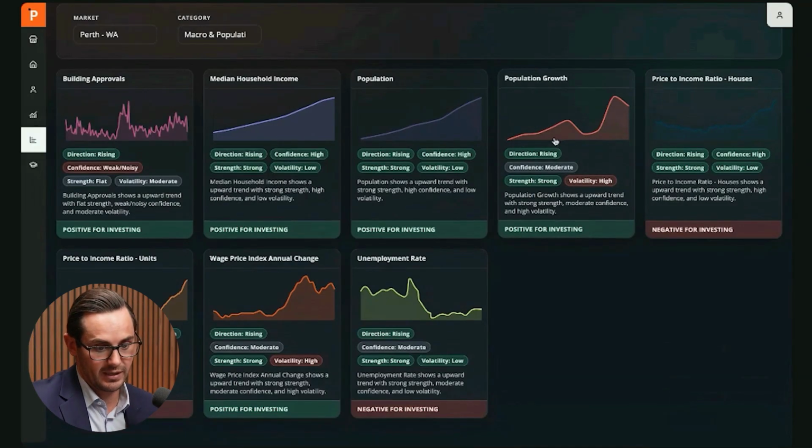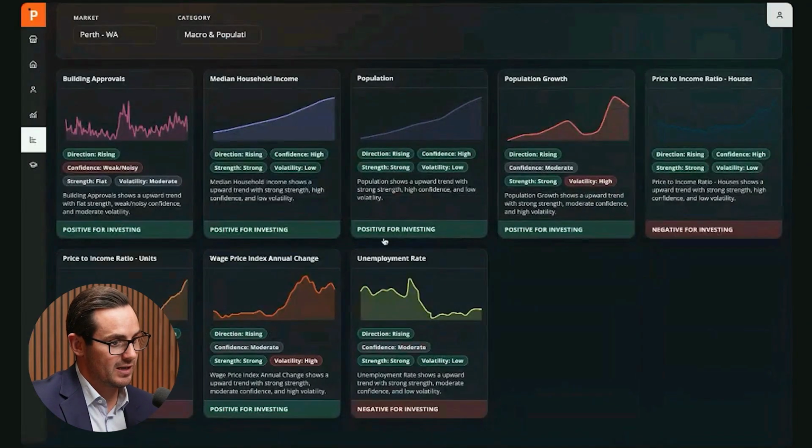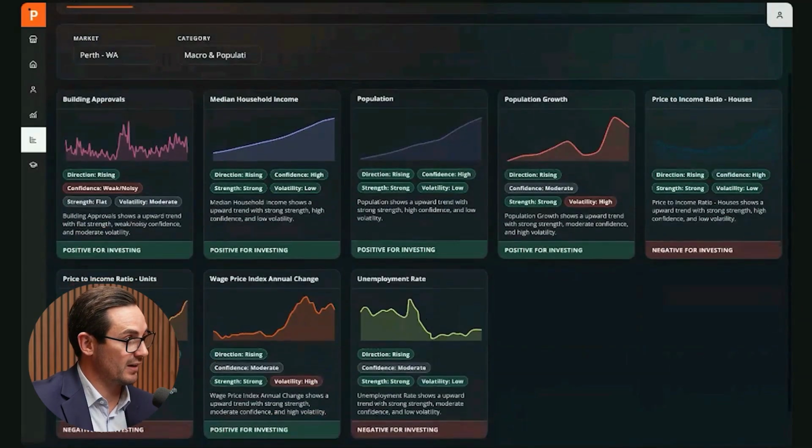But if I was to click through here, you can see population growth for Perth. As you can see here, it's far above its long-term growth projection. So typically a balanced market for population growth for Perth sits at about 1.5%. Now currently at 3.2%, it's showing it's very strong and a very positive data set for an investor. So even for non-sophisticated investors, you can still get some really good use out of these data trends.